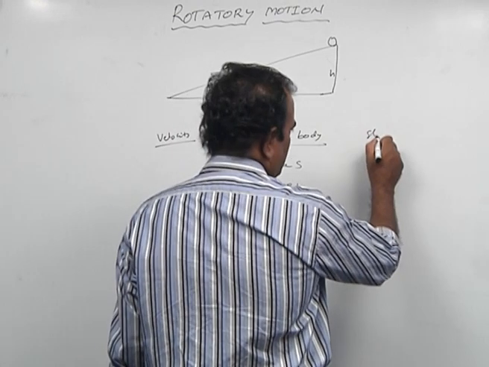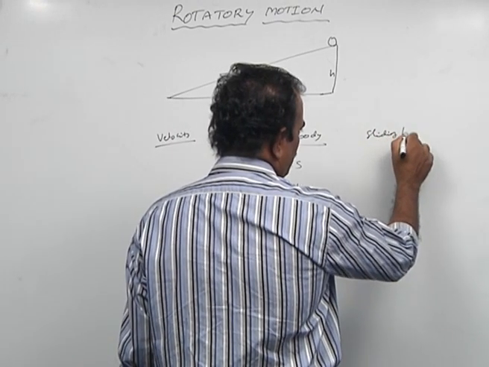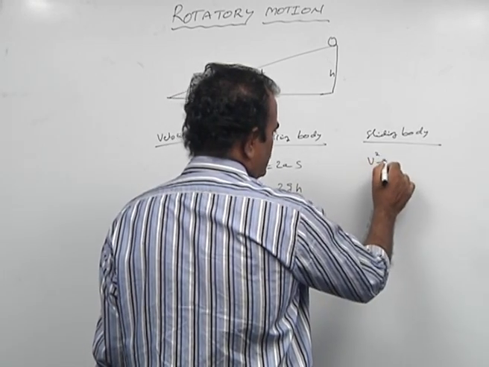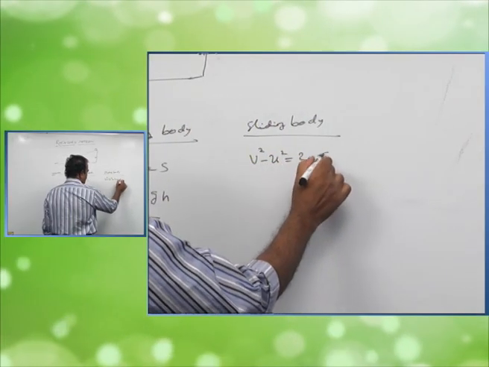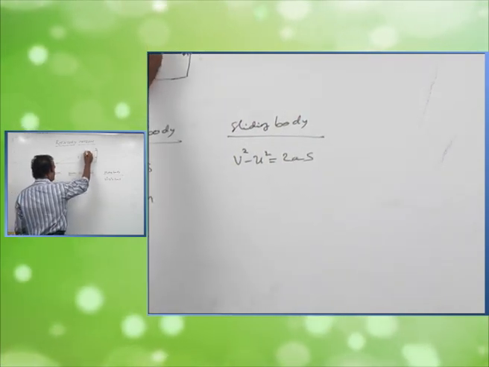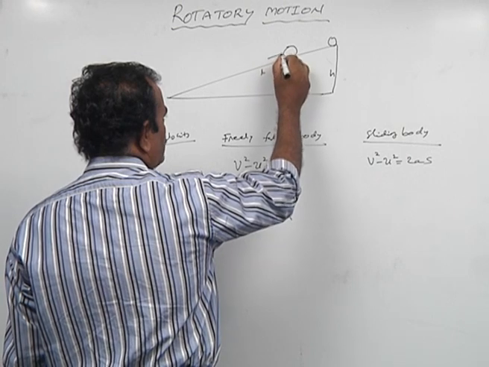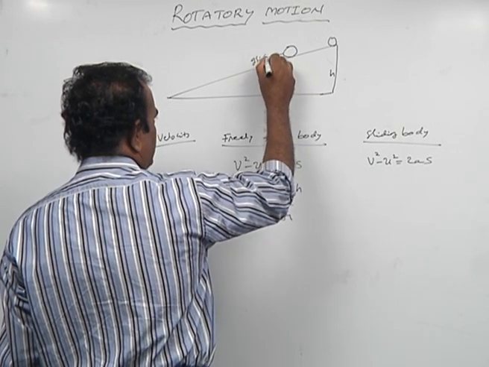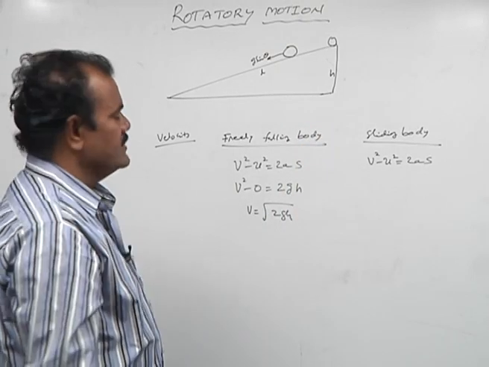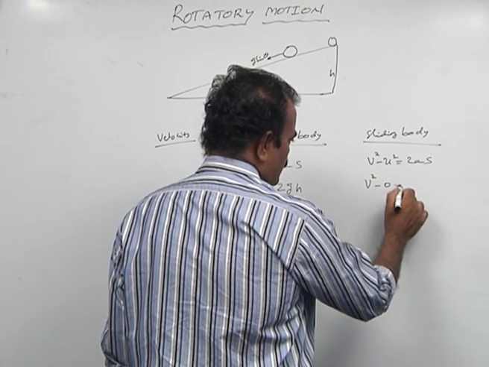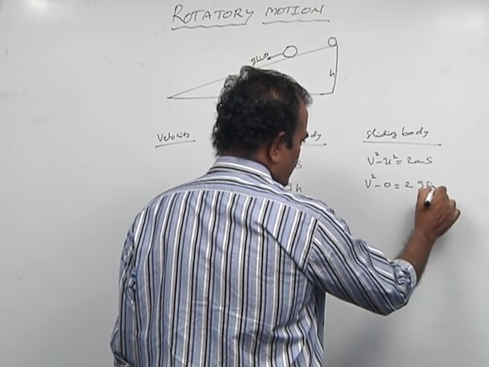Next, when the sliding body is taken, the formula is again v square minus u square is equal to 2as. For the sliding body, the force that makes the body slide is mg sin theta, so the acceleration is g sin theta. So v square minus 0 is equal to 2 g sin theta into s.